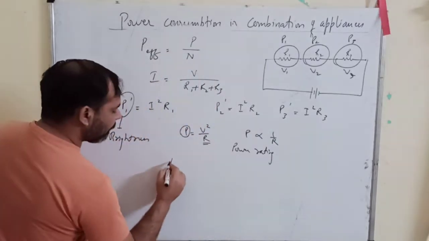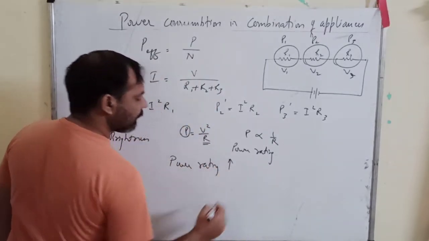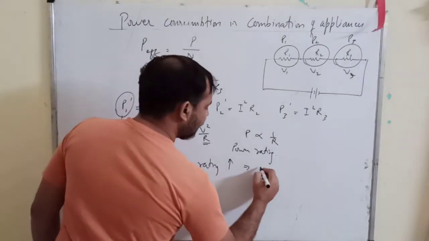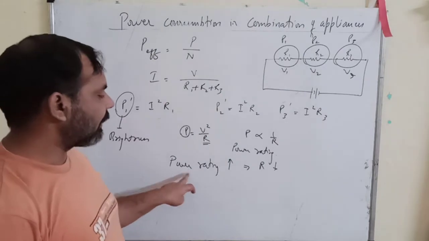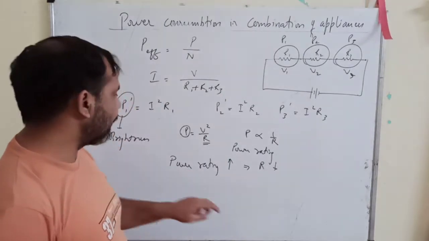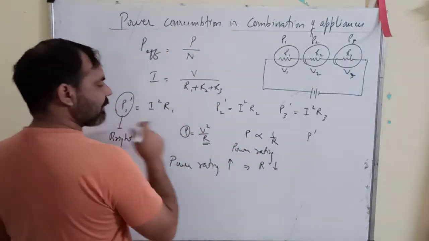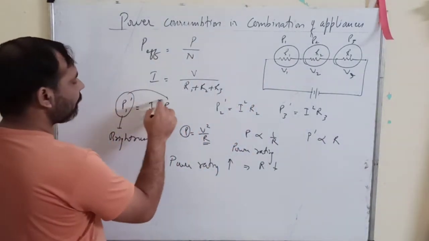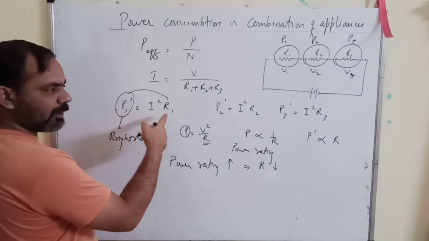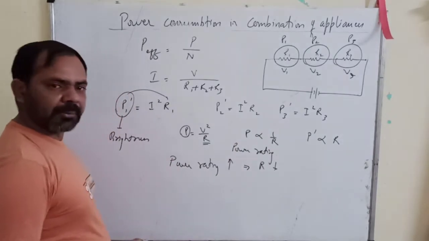So it means that a high power rating means that R is low. Power rating is high means that R is low. And what about P dash, the brightness? It is directly proportional to R. The brightness is directly proportional to resistance and the power rating is inversely proportional to resistance.